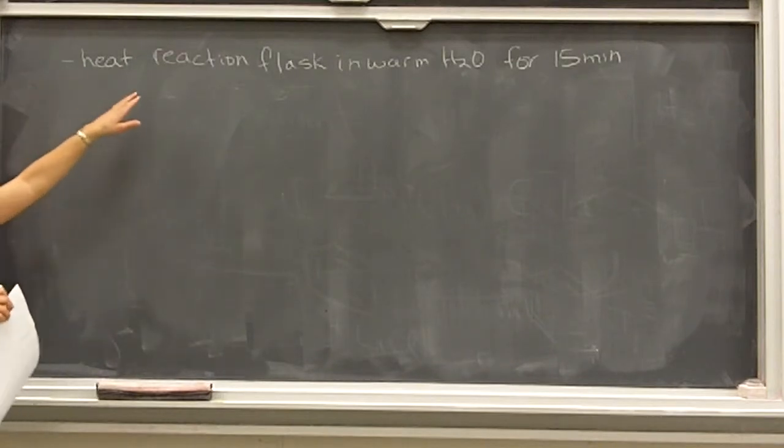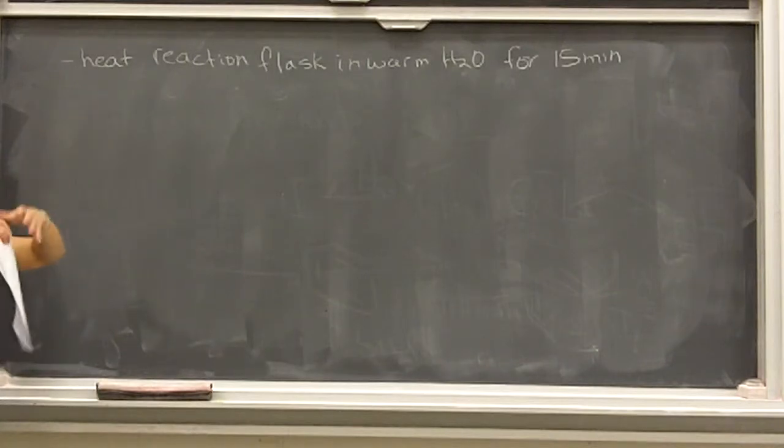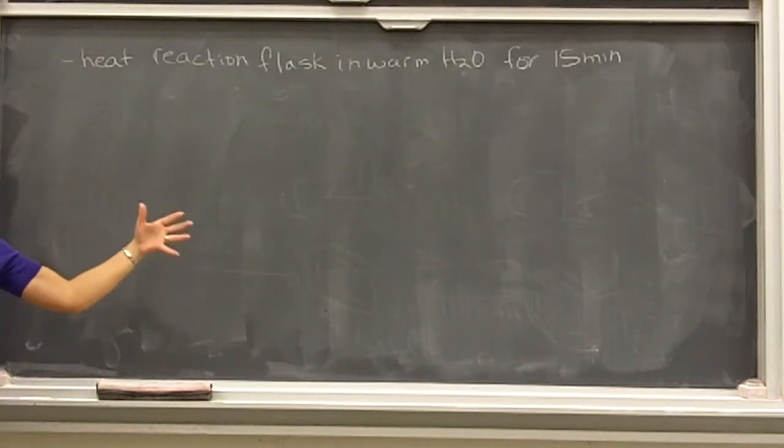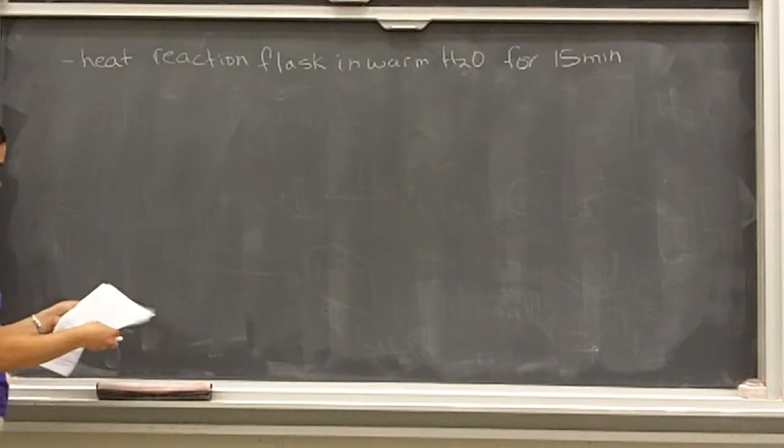Once we have heated the reaction flask in warm water for 15 minutes after we added all the alkyl bromide, that is the end of the portion that we're going to call our Grignard reagent formation, okay? And so then the next part is the actual Grignard reaction, okay?